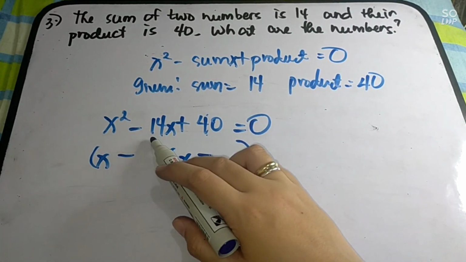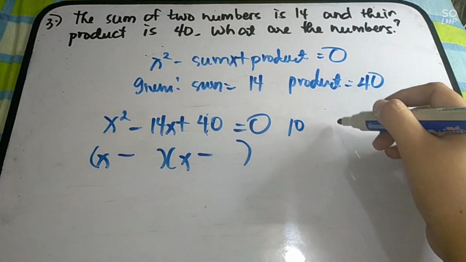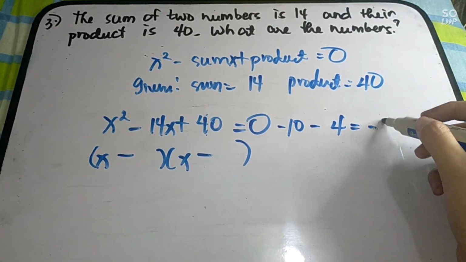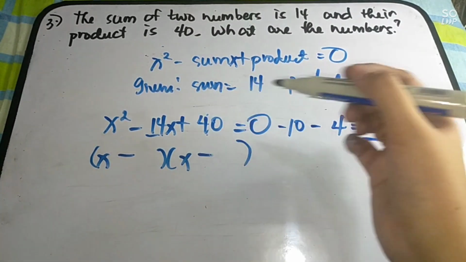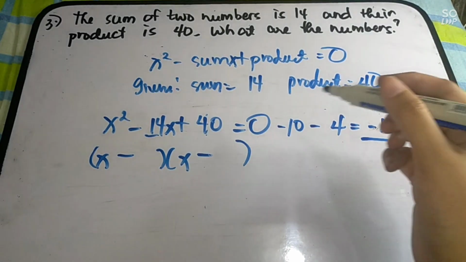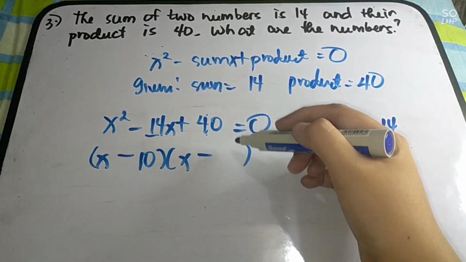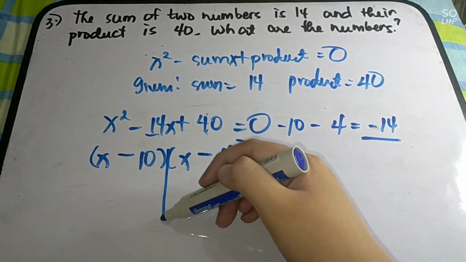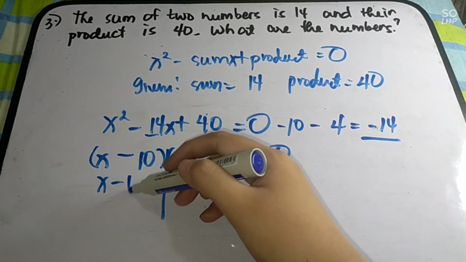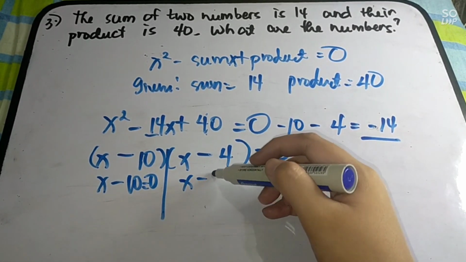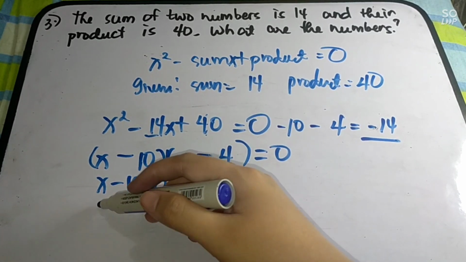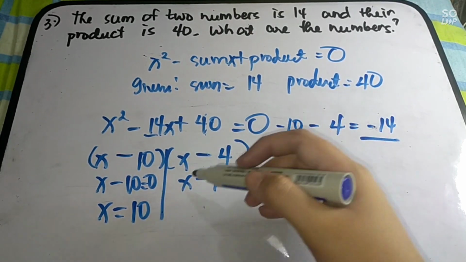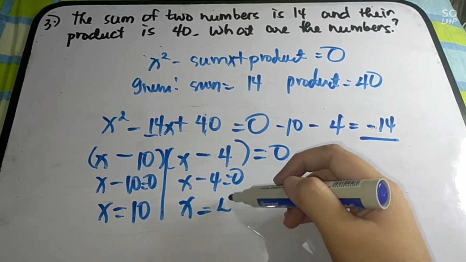Factors ni 40, pag inad mo ay 14. So, we have here 10 and 4. So, since parehas na negative. So, the answer here is negative 14. Ayun, lumabas. Did you get it? Then, with this one is negative 10 and this one is negative 4 as a factor. So, it is equal to 0. Then, we have, equate it into 0, x minus 10 equals to 0, x minus 4 equals to 0, then solve for x. X is equals to, just transpose, it becomes positive 10, x is equals to positive 4.